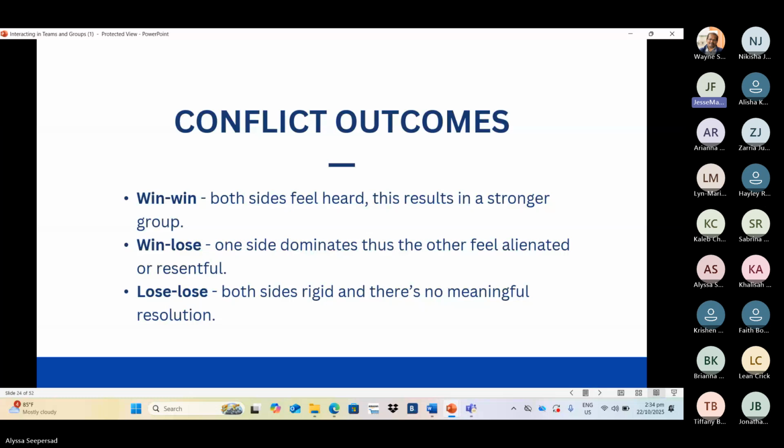In a lose-lose outcome, both parties would use power strategies and they would end up standing so firm and rigid on their opinions that there's no resolution. They couldn't come to an agreement on anything, and that's probably when other actions would have to happen where they might have to switch out members from the group or something like that because they just can't come to a solution.